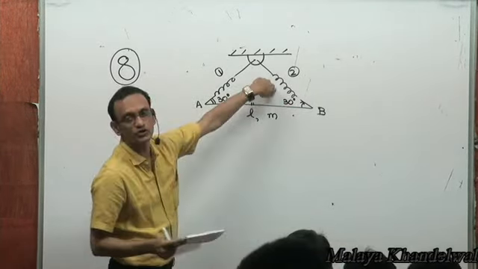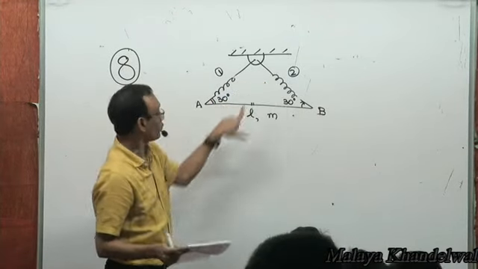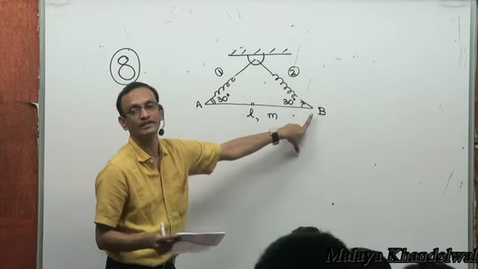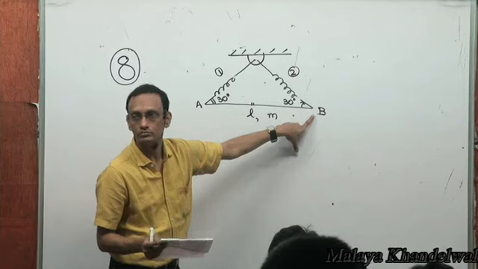If now spring 2 suddenly breaks, I want to find the angular acceleration of the bar, the acceleration of A, and the acceleration of B. This is what I want to be able to do. Right?